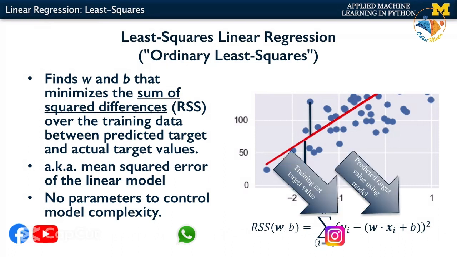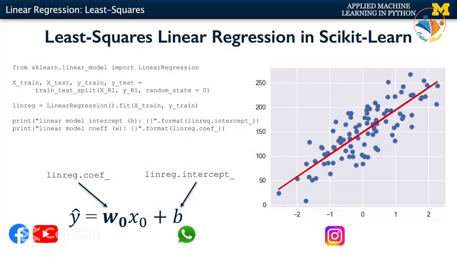The actual target value is given in yi, and the predicted y hat value for the same training example is given by the right side of the formula using the linear model with the parameters w and b. Let's look at how to implement this in scikit-learn. Linear regression in scikit-learn is implemented by the LinearRegression class in the sklearn.linear_model module.